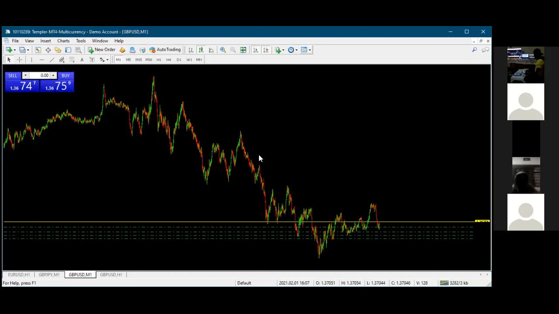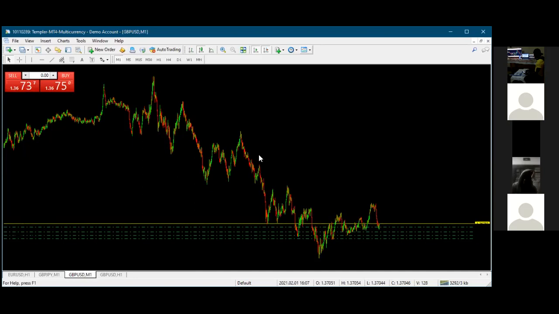So let me talk about the buy price and the ask price. The buy price is the price the broker will give you once you click sell. The ask price is the price the broker will give you if you click buy.